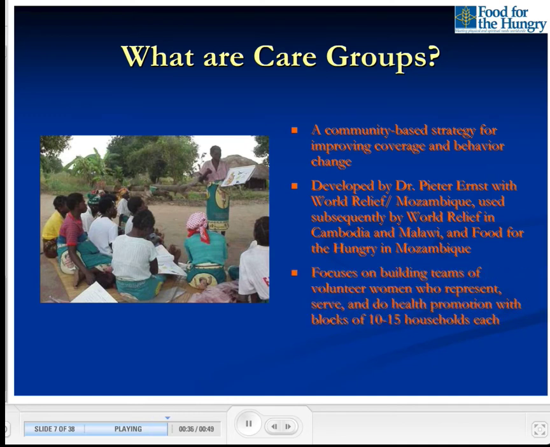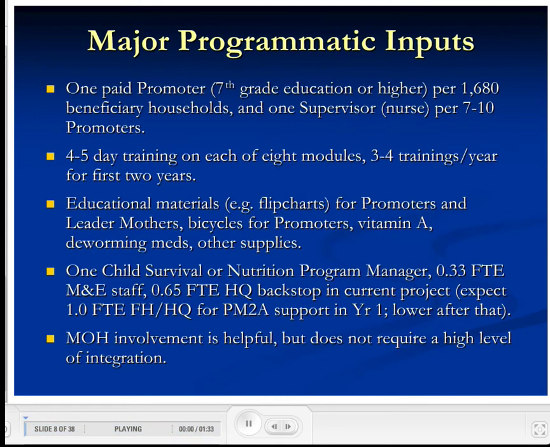It focuses on building teams of volunteer women who represent, serve, and do health promotion with blocks of about 10 to 15 households each. And we'll talk more about that, about the structure and what is done during care groups, in a few minutes. There were several major program inputs in this project. In general, I think it is quite a simple project at its base, and yet has done some things right that has led to quite a bit of impact.